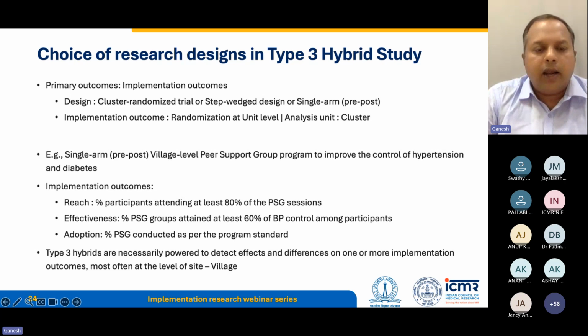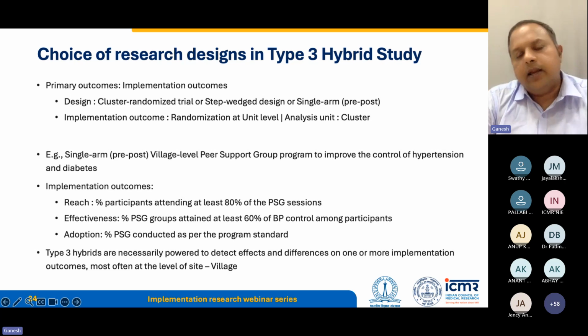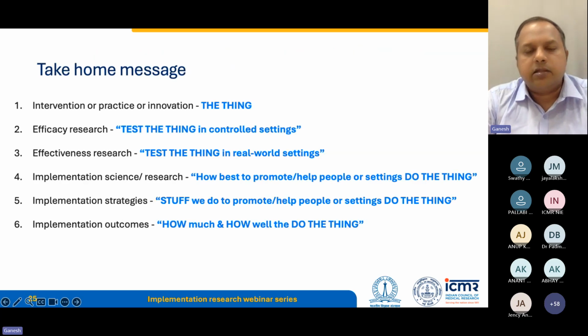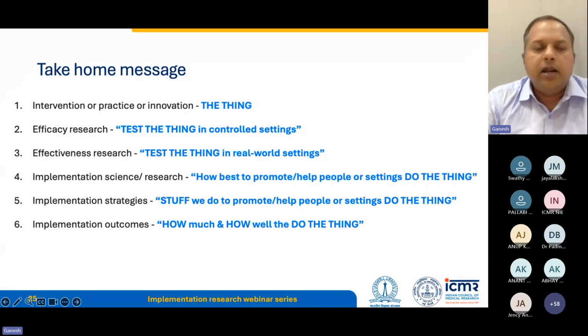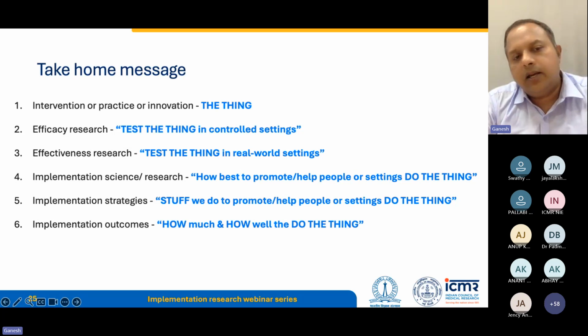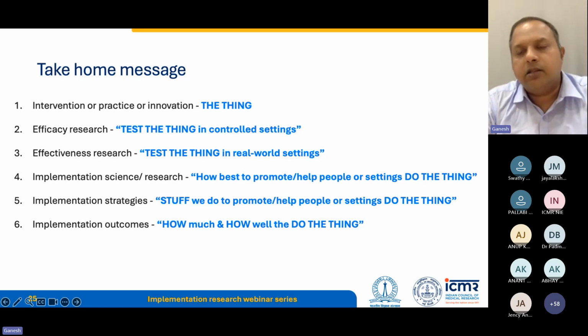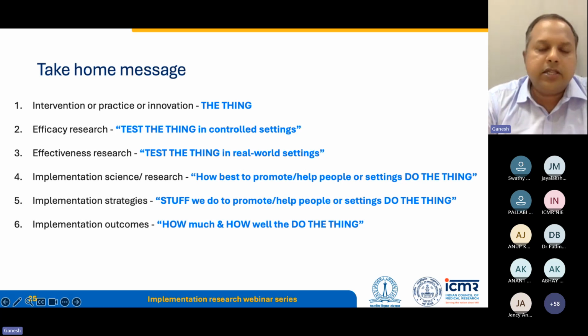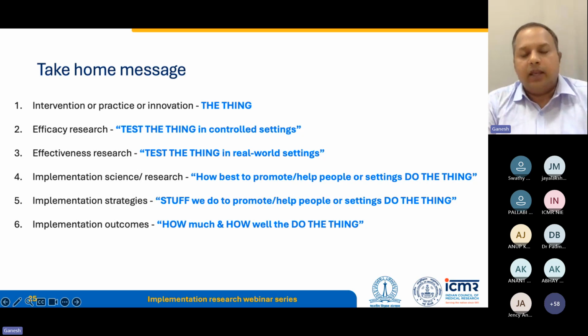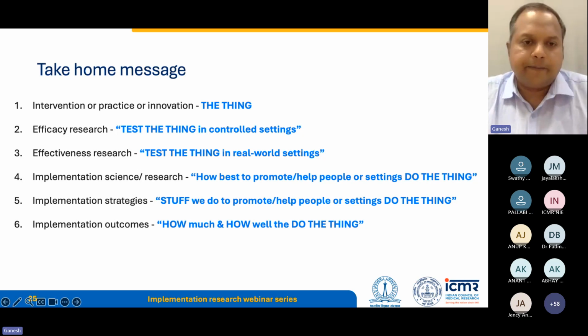So with this overall understanding of hybrid study designs, I give this take-home message on these key terminologies. The thing is the intervention. Testing the thing in a controlled setting is efficacy research. Testing the thing in a real world setting is effectiveness research. How best to promote or help people or settings do the thing is implementation research. Stuff we do to promote or help people or settings do the thing is implementation strategies. How much and how well they do the thing is implementation outcomes.